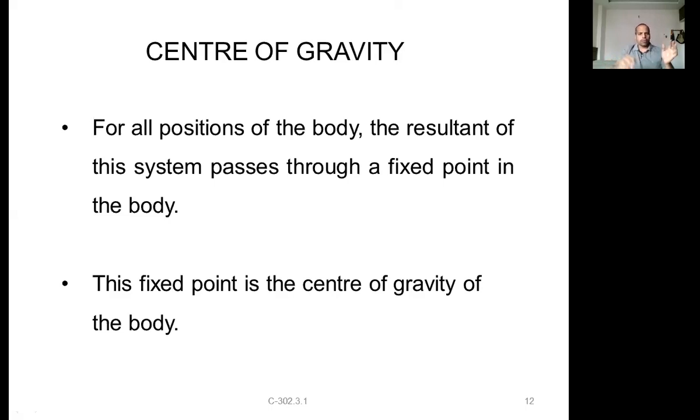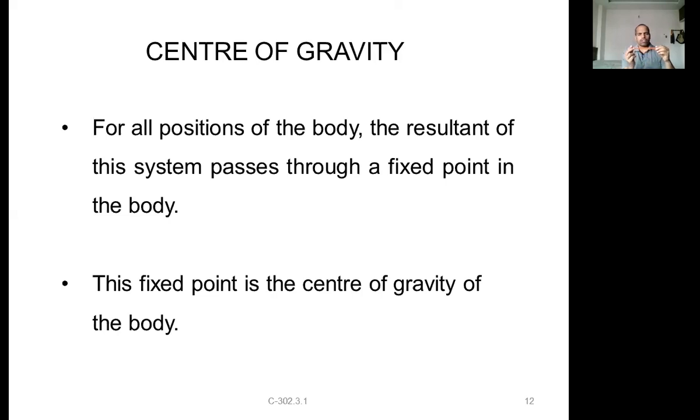If you take any body, it consists of an infinite number of particles from here to here. Each particle has some weight, and the gravitational force acts downward. Since there is an infinite number of particles, all the forces form parallel forces. All these parallel forces have a resultant, and that resultant passes through one fixed point. That fixed point is nothing but the center of gravity. So that is the definition of center of gravity.